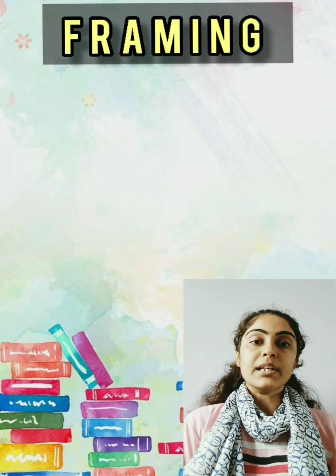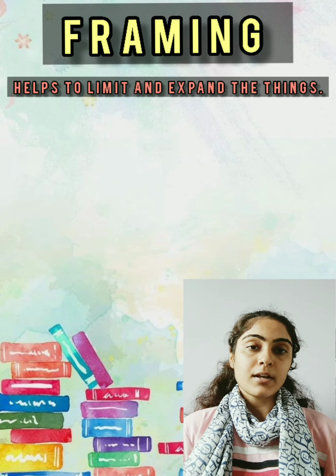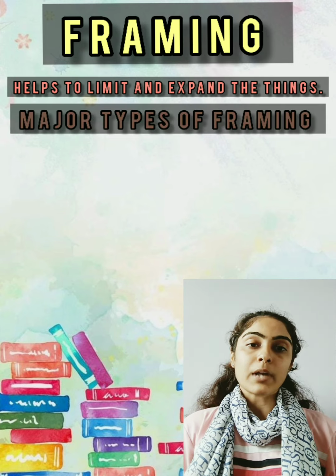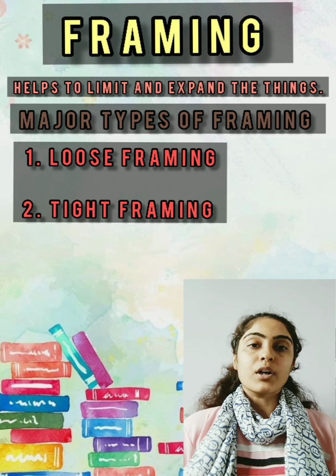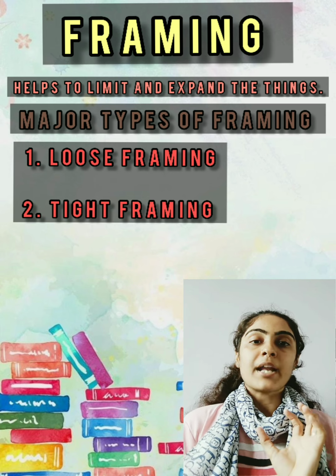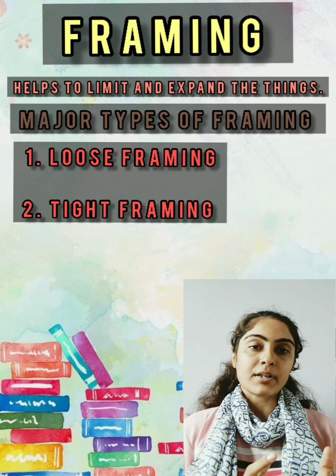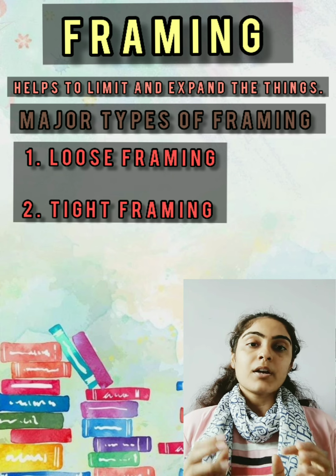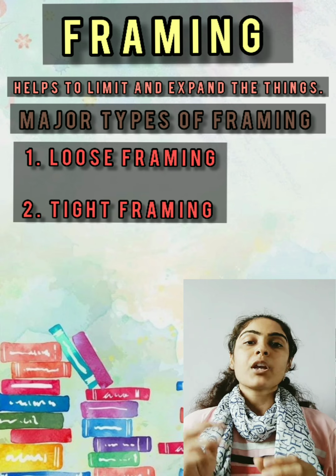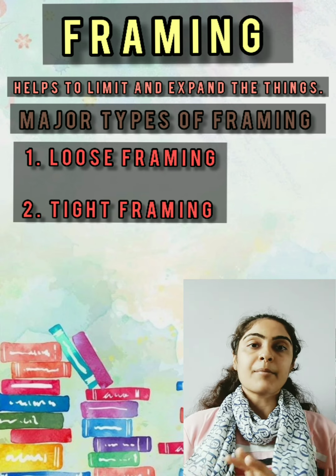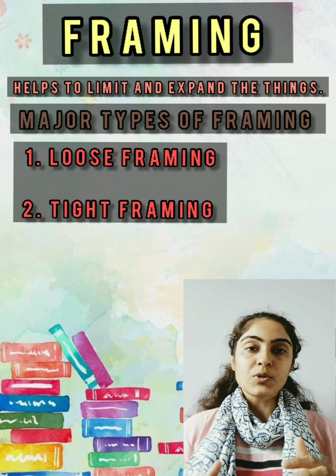Framing can help to limit and to expand what can be seen and what cannot be seen. Framing is of two types: loose framing and tight framing. When the camera covers the face of one person, or is very close to the object or the person, it is called tight framing. And when the camera covers the object and the person from a distance and there are many objects in one frame, it is called loose framing.